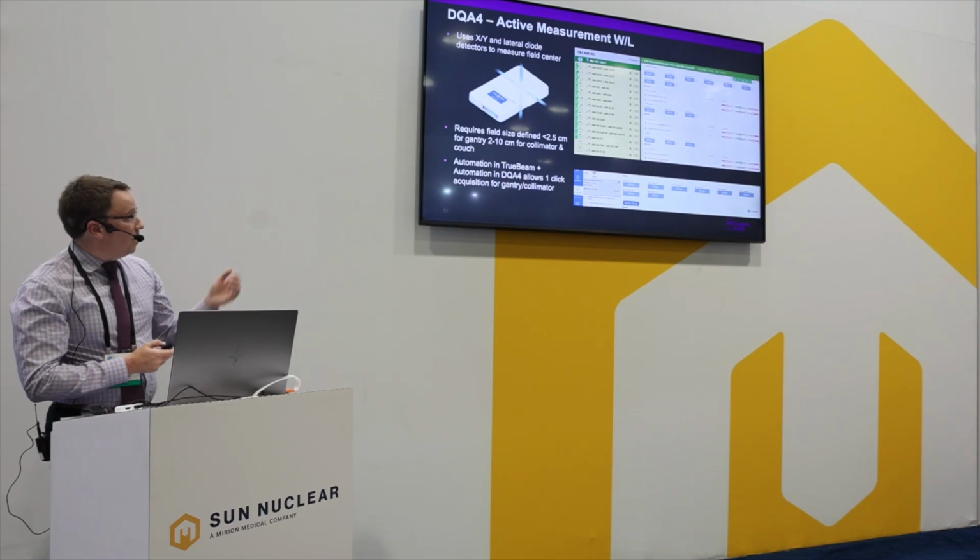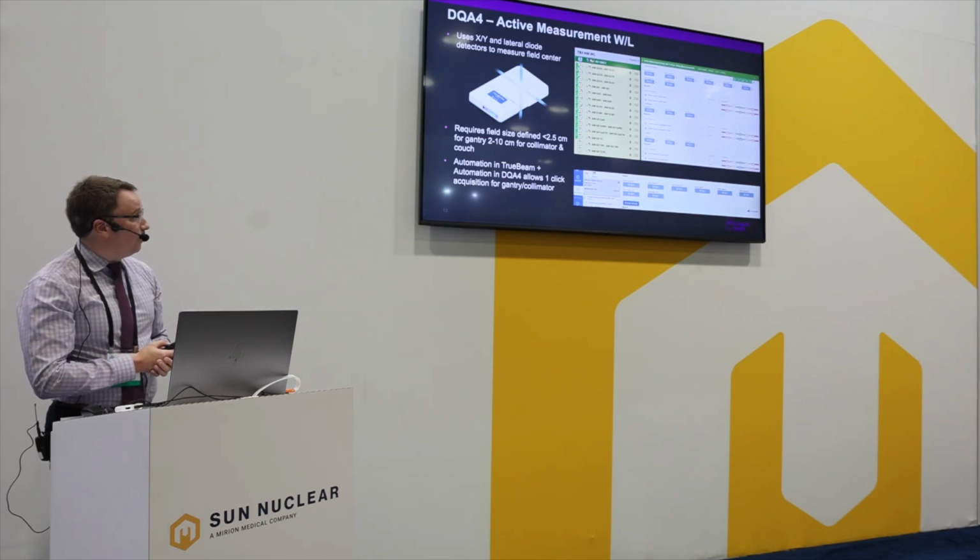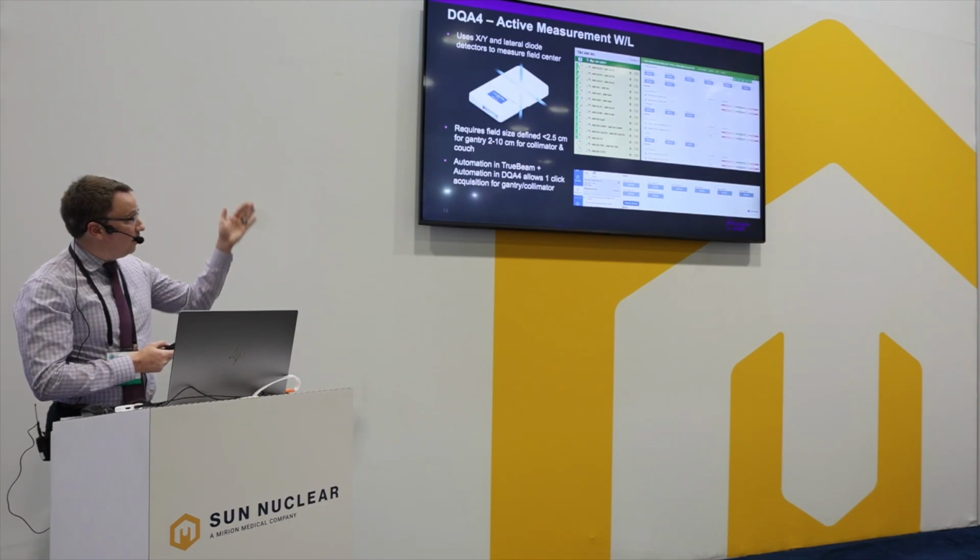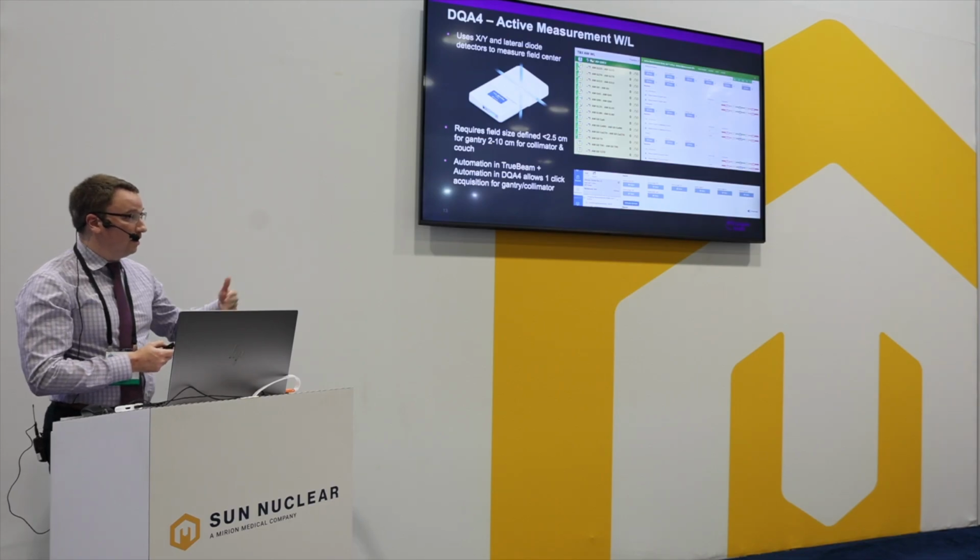On the right there is an example of the delivery field that I put together for machine QA. And the TrueBeam users would probably recognize that that green line there means automation, where it automatically advances to the next irradiation without any prompting.